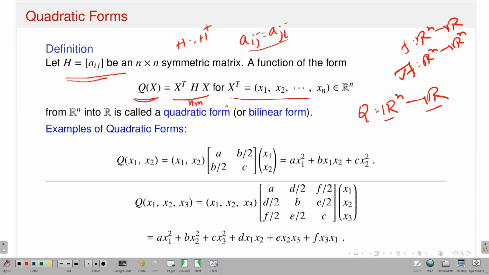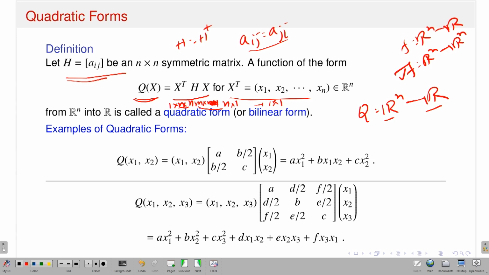What is my x? My x is an n cross 1 element, because x transpose is 1 cross n, so x is n cross 1, and x transpose is 1 cross n. So in the matrix multiplication, the inner dimensions get exhausted, and we end up with a 1 cross 1 element, which is an element in R, right.